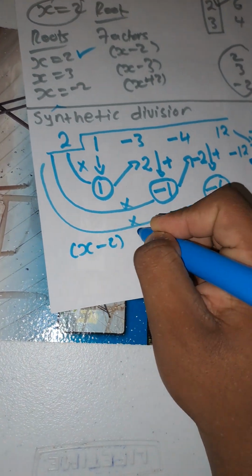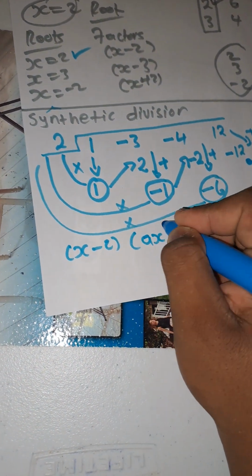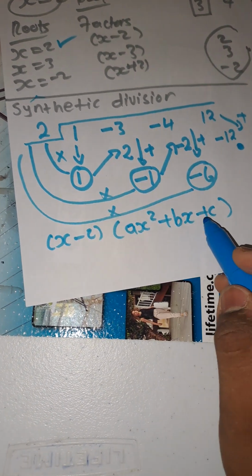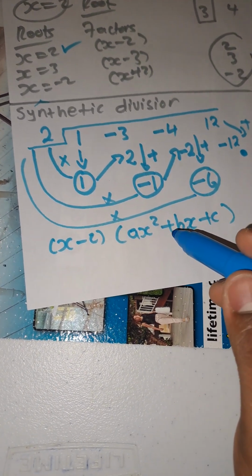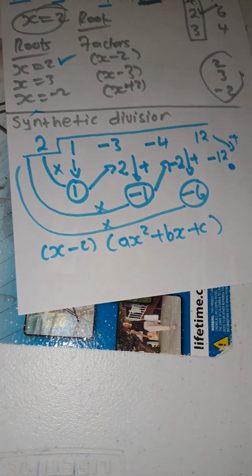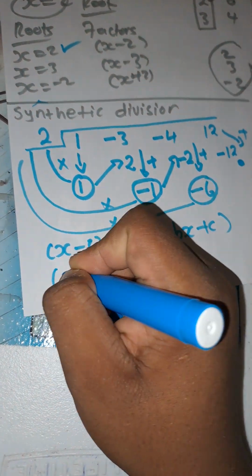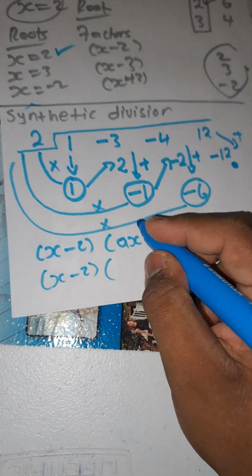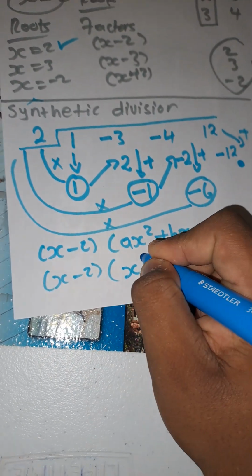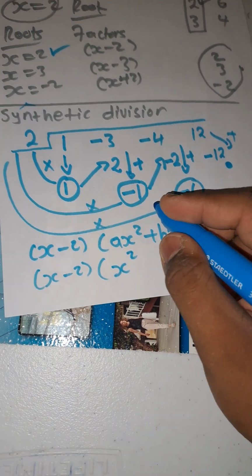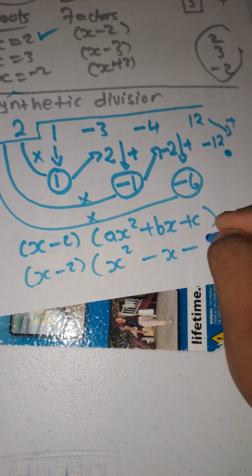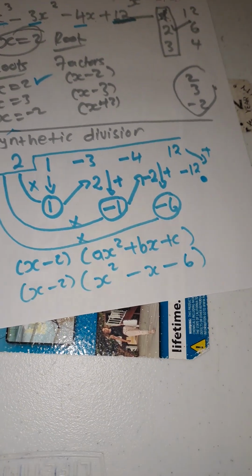So it's gonna be X - 2, and then it is gonna be AX² + BX + C, because this one is a quadratic. This quadratic, I'm gonna take the coefficients from my synthetic division. So it's gonna be X - 2, and then what is gonna be inside? What is the value of A? It is X², so it will be 1X², and then -X, and then -6. I'm done.